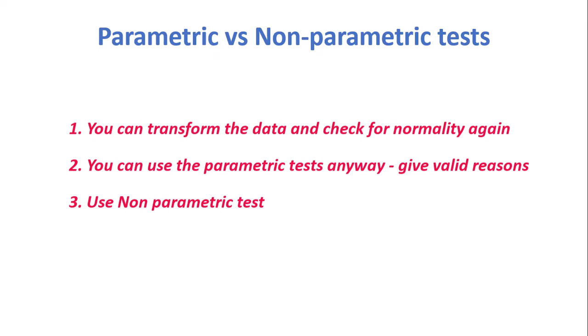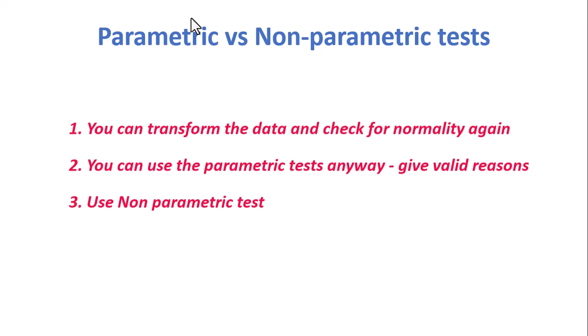Secondly, if your data doesn't meet the assumptions of parametric tests, you could use the parametric test anyway. However, you need to give valid reasons as to why you are using the parametric tests. Always also remember the central limit theorem, whereby we fulfill the assumption of normality for small samples if the data is fairly symmetric, and if the distribution is skewed, we need a larger sample size to approximately become normally distributed.